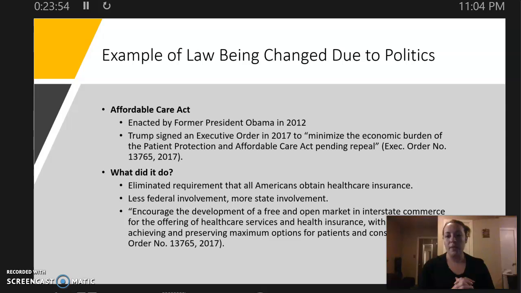So the summary of what Trump's executive order did is it eliminated the requirement that all Americans obtain coverage or face a fine. It gives the federal government less involvement and puts more involvement on the state. And it, quote, encourages the development of a free and open market in interstate commerce for the offering of healthcare services and health insurance with the goal of achieving and preserving maximum options for patients and consumers. And that is directly from his executive order number 13765, 2017.